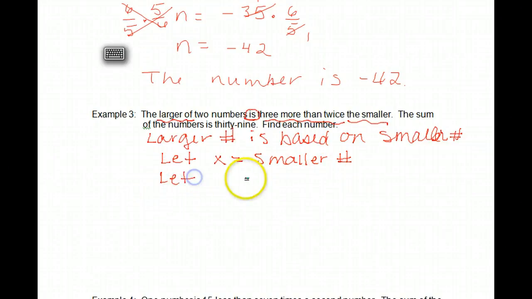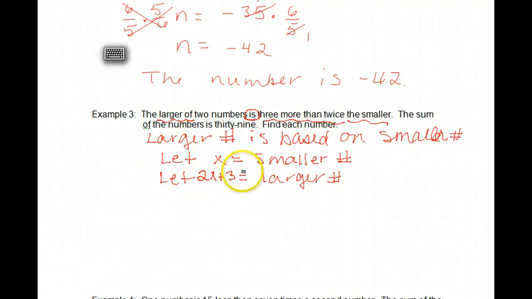I am now ready to write a second let statement that's going to represent my larger number because I'm being asked to find both numbers. So I'm going to go back to my very first sentence where it says that the larger number is 3 more than twice the smaller. Twice the smaller number can be represented by 2x, and 3 more than that would be a plus 3.